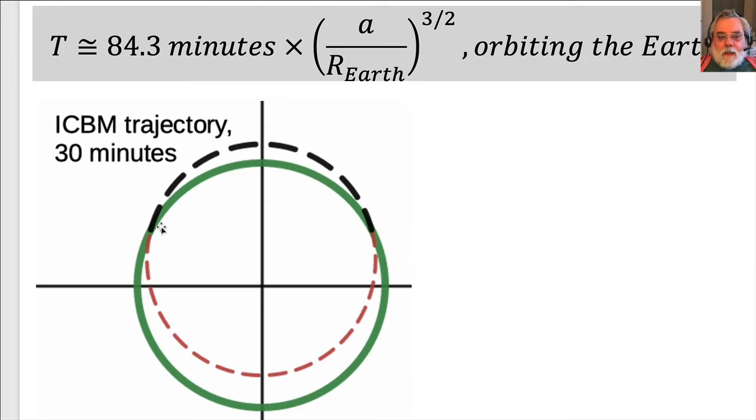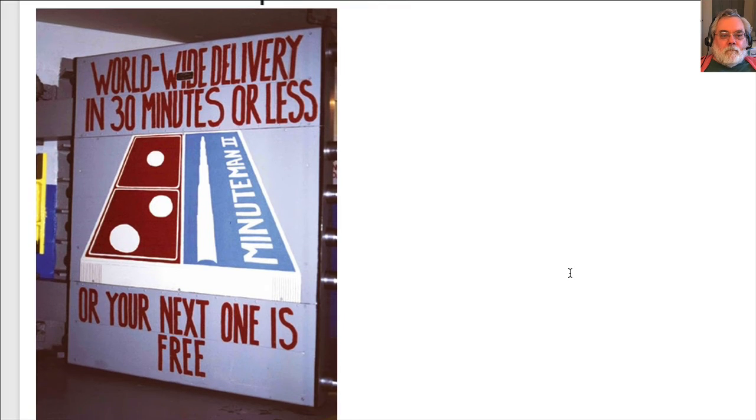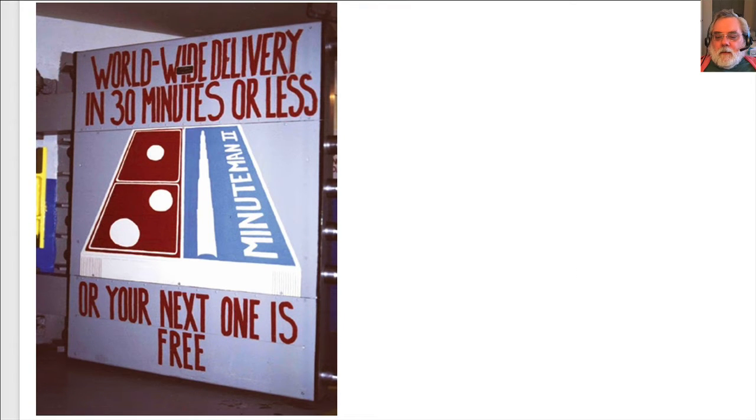Travel time between the US and Russia is 30 minutes or less. Thus the following Cold War humor of worldwide delivery in 30 minutes or less. I include this not to treat nuclear war as funny, but to make the 30-minute time memorable. As of 2021, the space tourism flights of Blue Origin and Virgin Galactic spacecraft were suborbital.